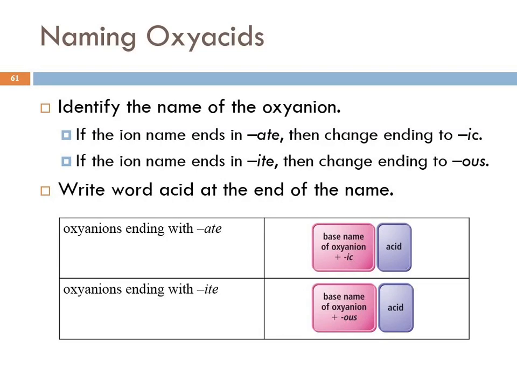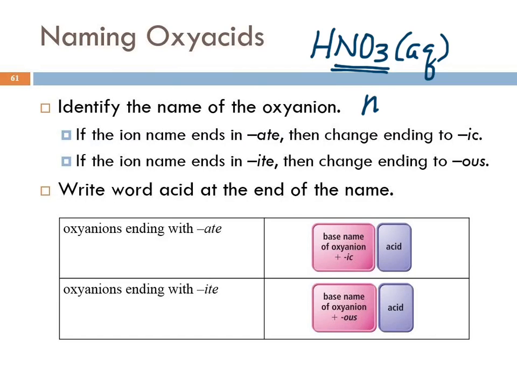We need an example here. So let's say HNO3, aqueous. So we look at that. It starts with H. It's dissolved in water. It's an acid. Look, it's got oxygen in it. This is an oxyacid. So then what we're trying to do is figure out what is the name of that oxyanion. Take the hydrogen off or cover it up. What's left? You have to name it. So NO3 is nitrate. So nitrate.